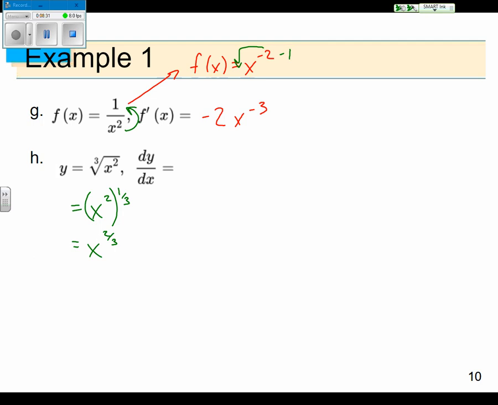Now, common mistake right here. A lot of students will say, oh, sweet, that derivative wasn't too hard. Nope, that's what y is equal to, all right? I'm wanting a dy over dx here. Good. We have to do some calculus on it now. So the 2/3 drops to the front, and I lower the exponent by 1. Negative 1/3.